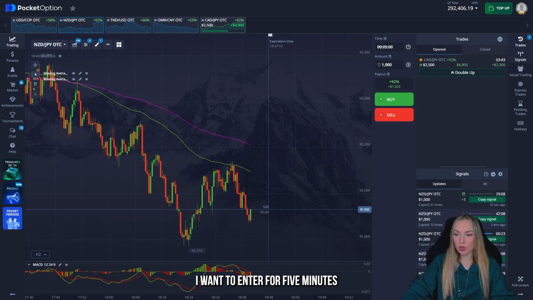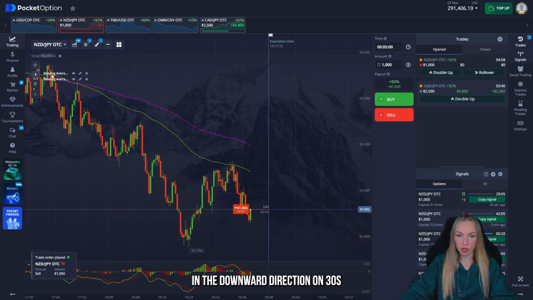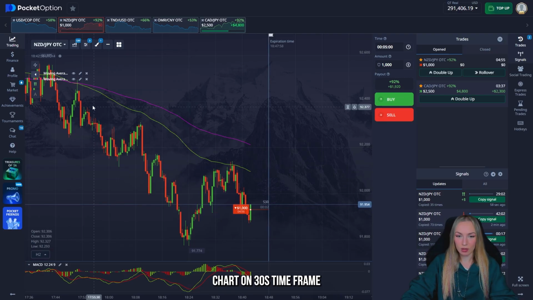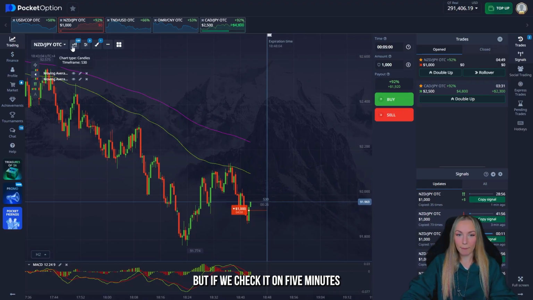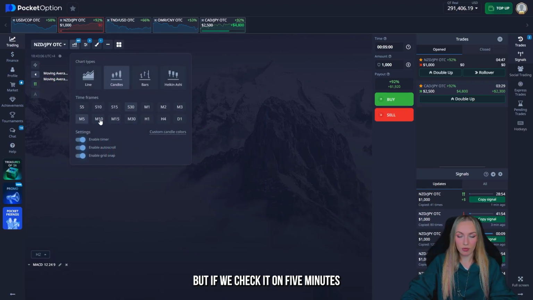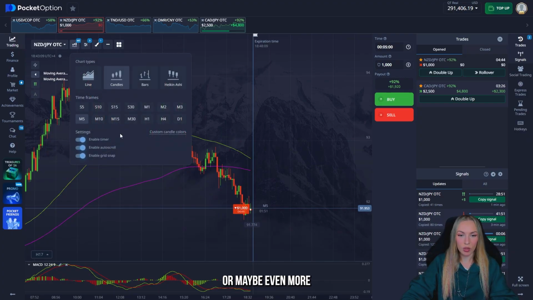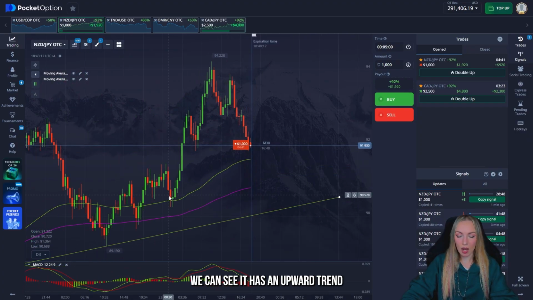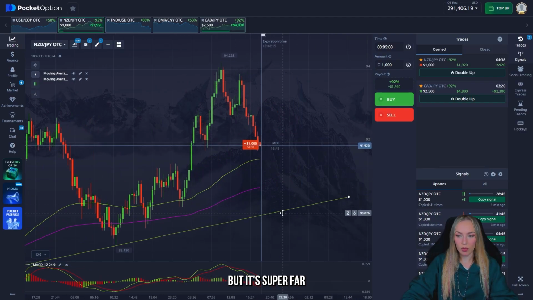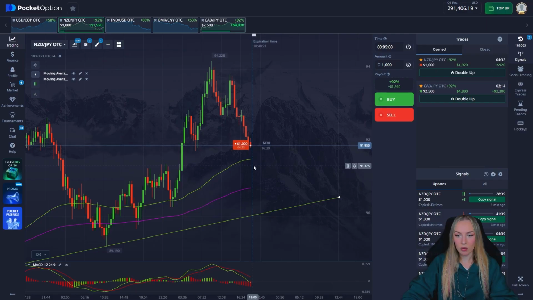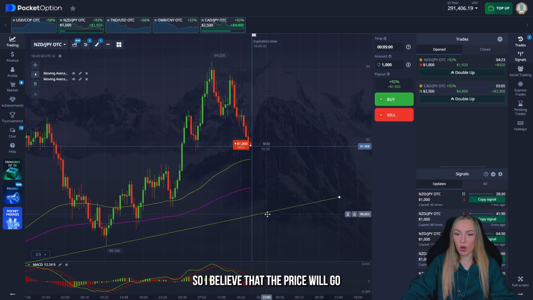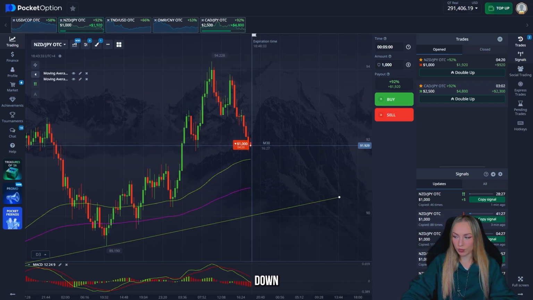NZD JPY, I want to enter for 5 minutes in the downward direction on 30 seconds chart, on 30 seconds time frame. Here we have the downward trend, but if we check it on 5 minutes or maybe even 30 minutes, we can see it has an upward trend, but it's super far from the support line. So I think that our price will go down maybe till here, and then it will start going up again, or maybe even will touch our support line. So I believe that the price will go down.